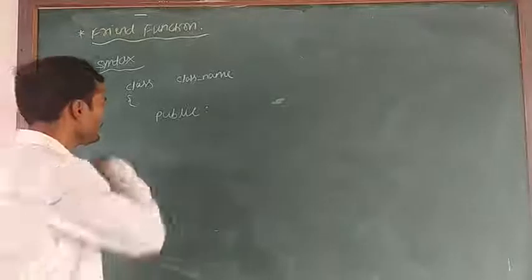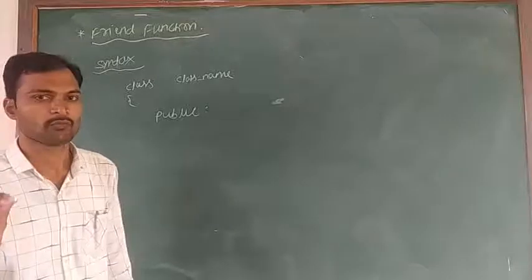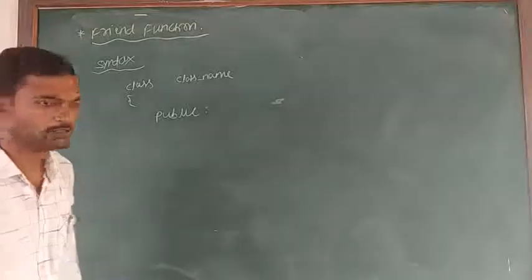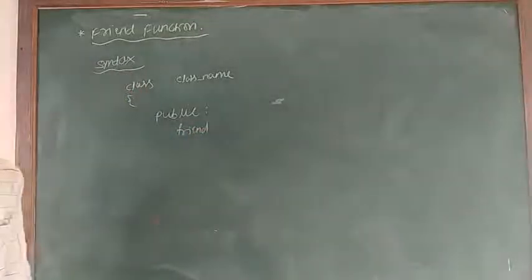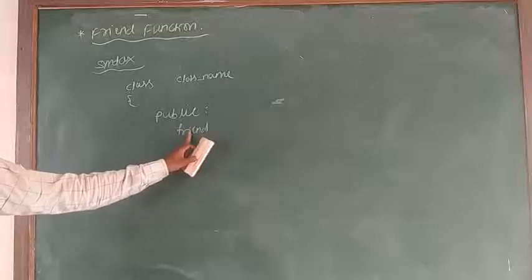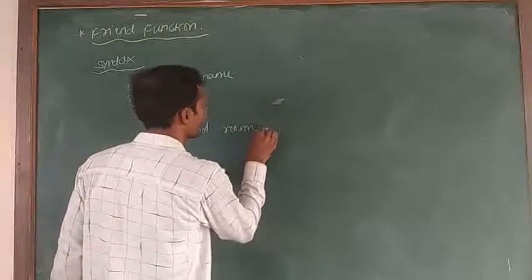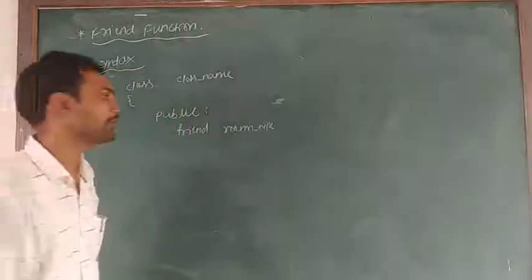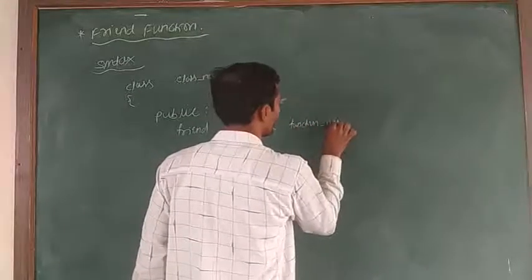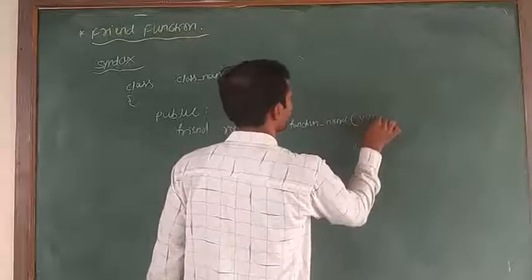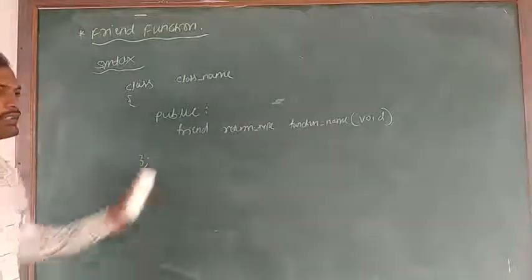Okay. So first thing, already told you, the friend function will start with the keyword friend. So write here friend. Then return type specifier. Then function name, the friend function name, whatever name you are going to give. Then whatever arguments you have. Close this one. This is the syntax.